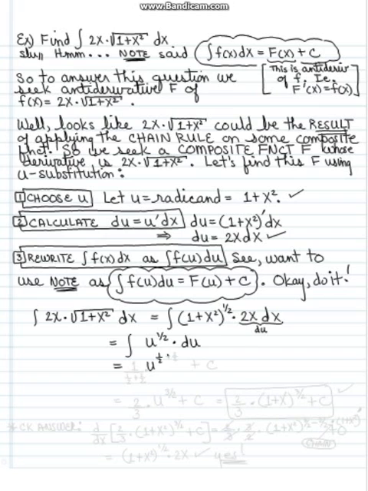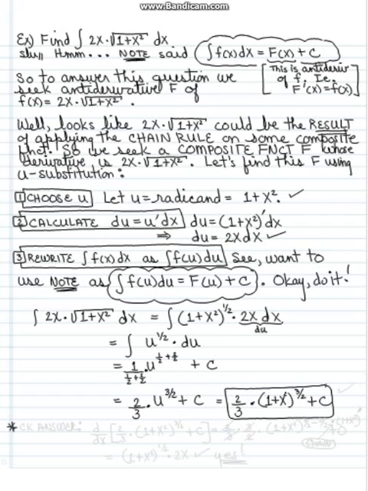Great, now let's apply the fundamental theorem. We get u raised to 1 more to the exponent. Add 1 to the exponent, and then we're going to be dividing in the front, multiplying by the reciprocal. And don't forget c, add your c. So we have u to the 3/2 times the reciprocal, 2/3 in the front, plus c. So that's 2/3 times, replace u with 1 plus x squared, then that's raised to the 3/2 plus c.